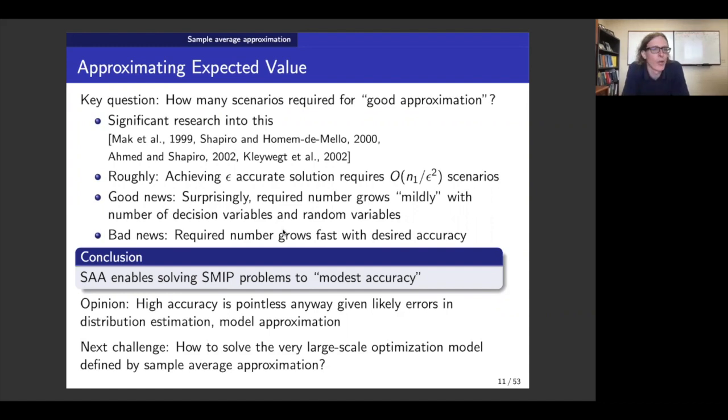So I'm going to take for granted that building these sample average approximations will get me to solutions that are good enough for the sake of making good decisions here. And so we're going to transition to the next challenge, which is how do we even solve that sample average approximation problem? So there's still going to be a challenge remaining there.